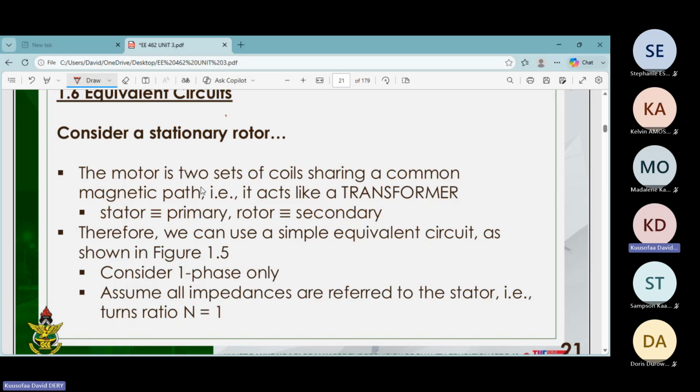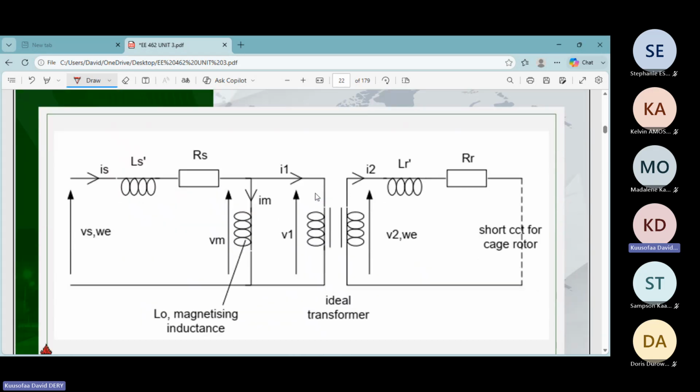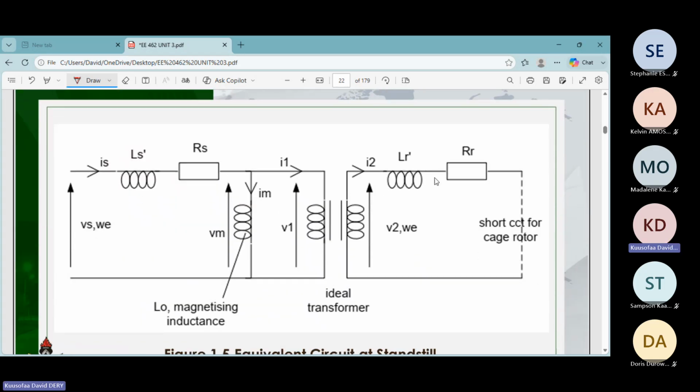Now that we have this understanding, in the transformer equivalent circuit, it was per phase. So we are going to look at the per phase equivalent circuit. Though it's three phase, we'll convert it to a single phase. The assumption is that the turns ratio is 1. So this is the equivalent circuit that we are going to have.